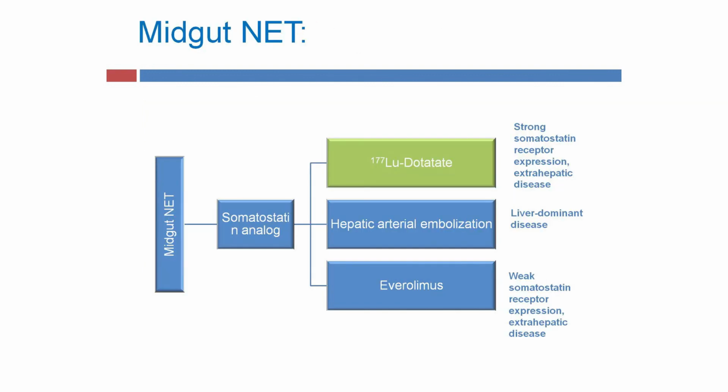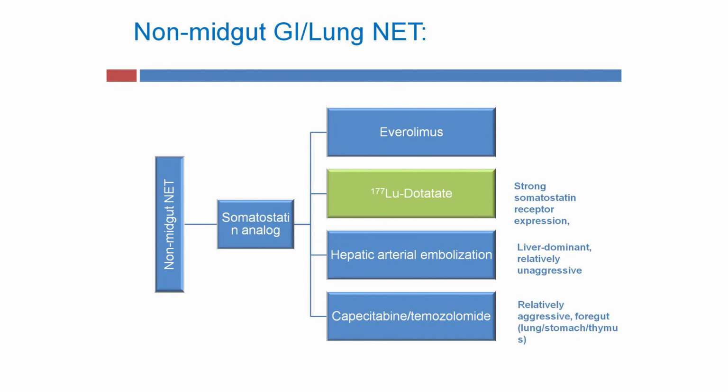If you have a mid-gut neuroendocrine tumour, you should go on a somatostatin analogue. That's our fancy way of saying octreotide or lanreotide. And then you could consider PRRT, local liver therapy, or everolimus. If you have a non-mid-gut GI NET, so large bowel or stomach, lung, importantly, which I haven't spoken about. Again, you can see a similar profile of somatostatin analogue.